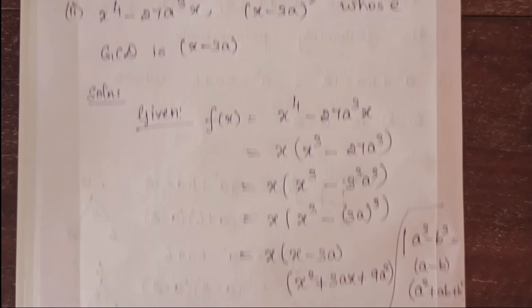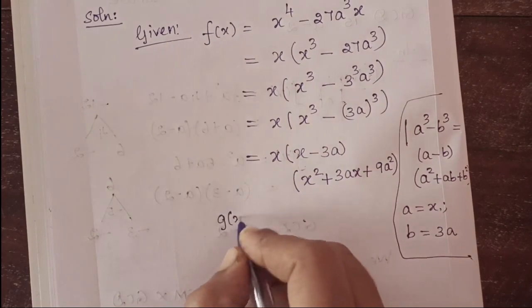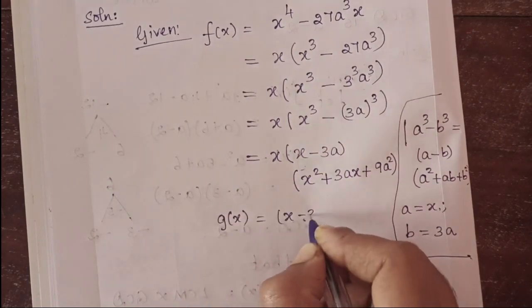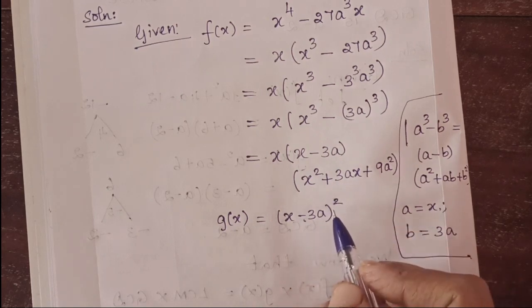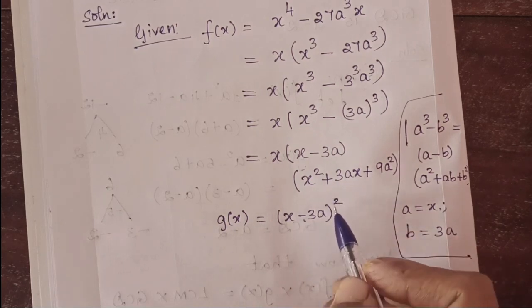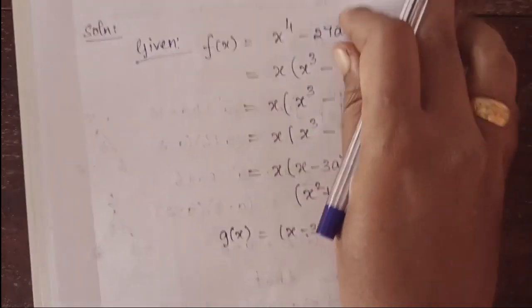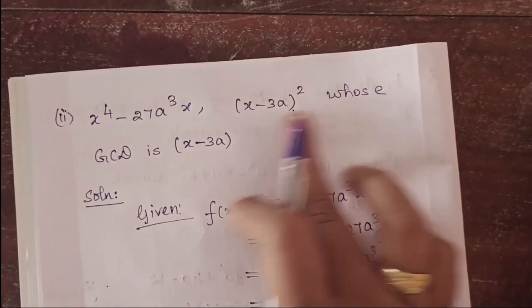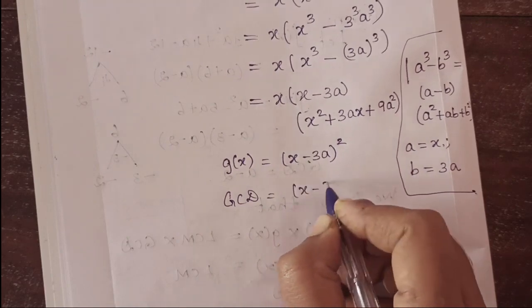Now g of x. What is the g of x given? x minus 3a the whole square. So g of x equal to x minus 3a the whole square. No need to expand because we need the exponent form only. Here we got the exponent form, so no need to expand this. Whatever things given else, GCD is x minus 3a. So that also we can write GCD equal to x minus 3a.